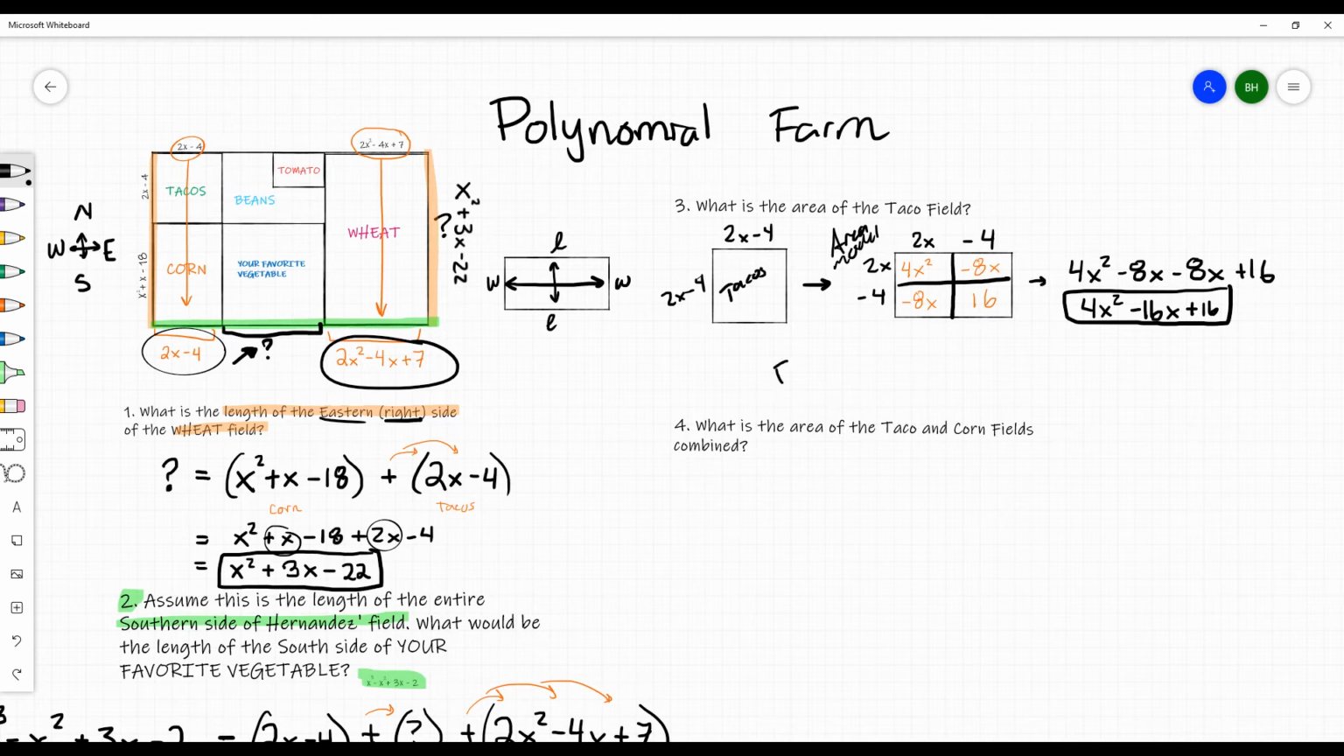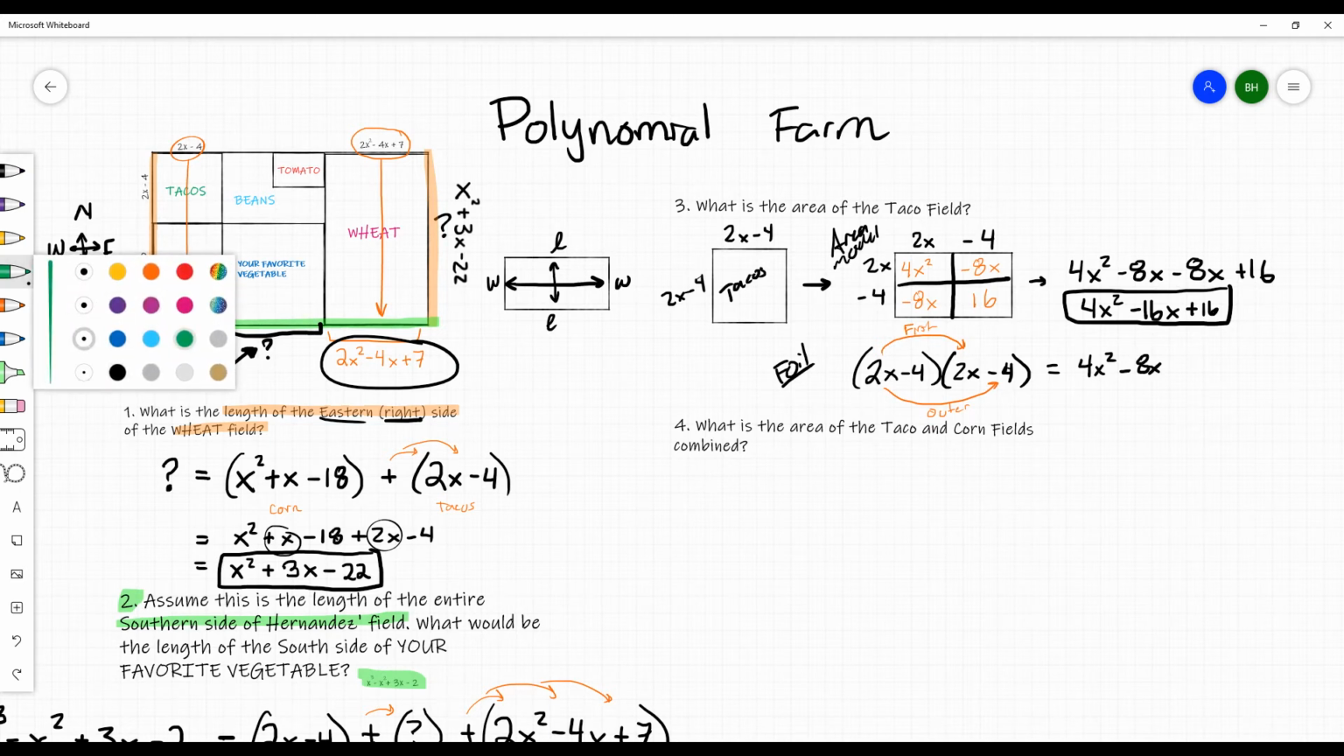The other model that you can do is the FOIL model, and that's where you just straight up multiply 2x minus 4 multiplied with 2x minus 4. And it's all about just multiplying all the values. So I'm going to multiply the first values, which is the F in FOIL, first. So 2x and 2x is 4x squared. And then I'm going to multiply the O's, the outer values, or the outside values. I get minus 8x.